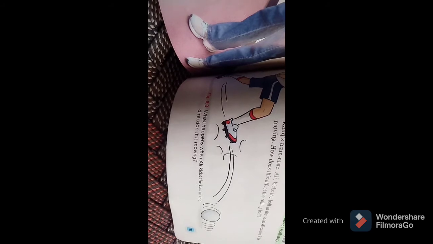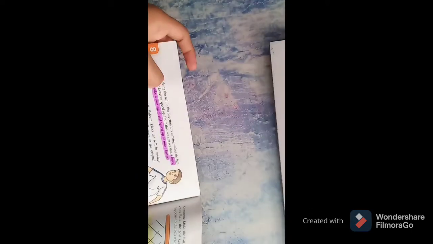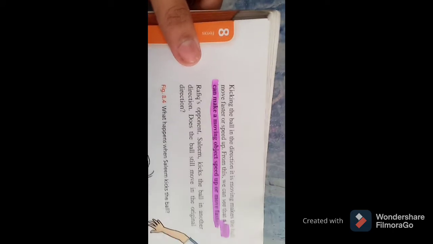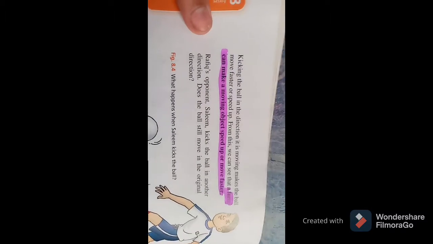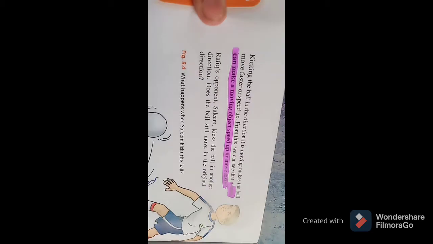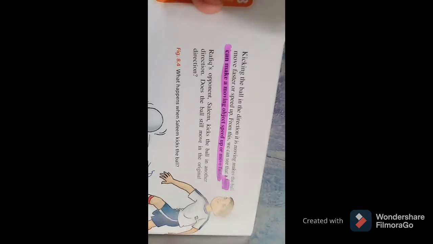Rafiq's teammate Ali kicks the ball in the same direction it is moving. How does this affect the rolling ball? What happens when Ali kicks the ball in the direction it is moving? The ball moves faster, or speeds up. From this, we can see that force can make a stationary object move. Force can make a moving object speed up or move faster.